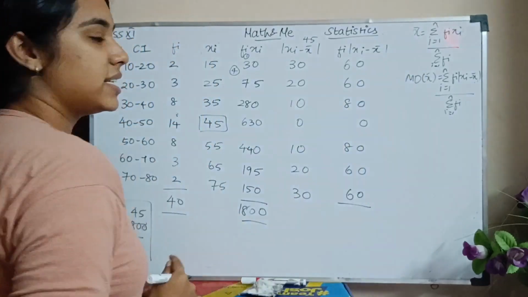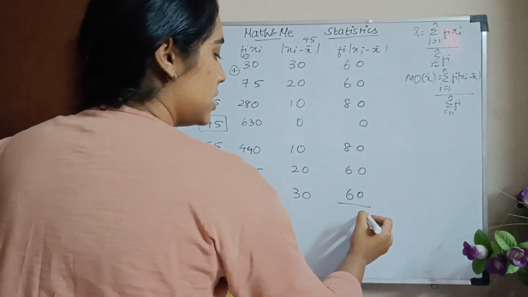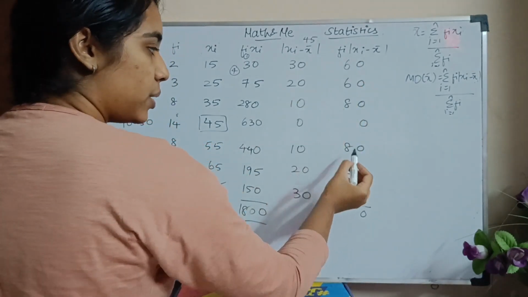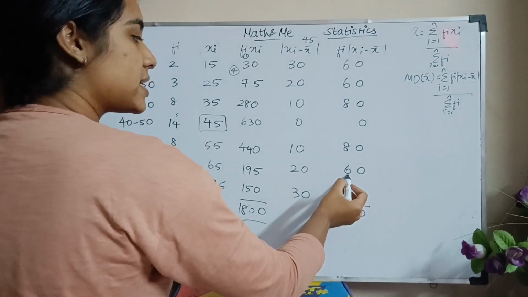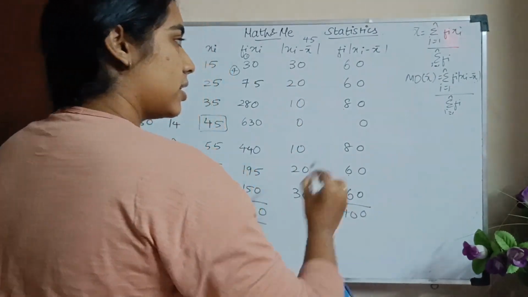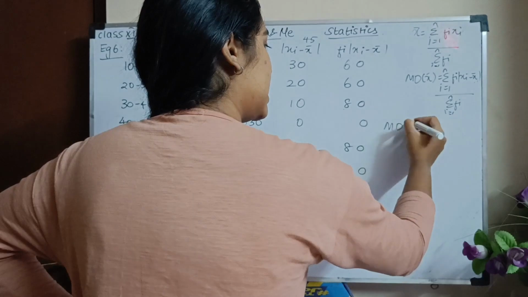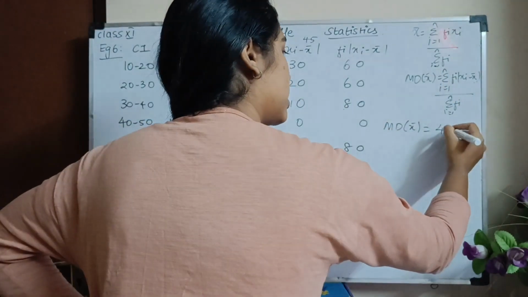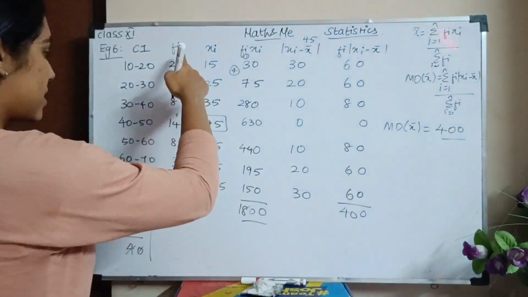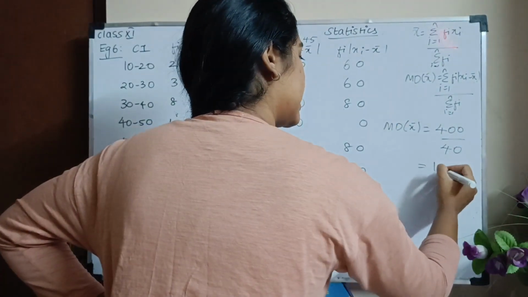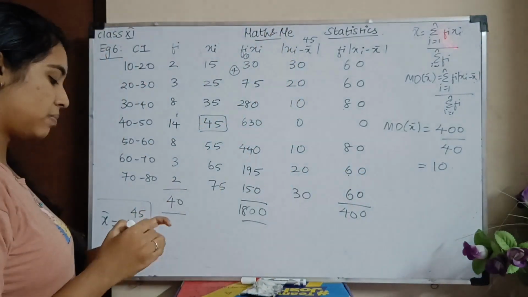Now I need to add this, I need the summation. Correct? Now if I add this: 0, 6 plus 6 is 12, 12 plus 8 is 20, 28, 28 plus 6 is 34, 34 plus 6 is 40. So 400. Now if I substitute in the formula, the mean deviation about x bar is the summation of all this, which is 400, divided by sigma fi. Sigma fi is 40. So I'll get 10. So this is my mean deviation about the mean.